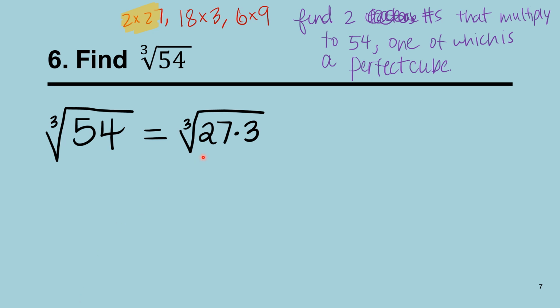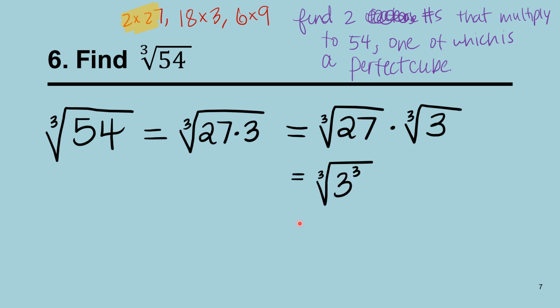All right, so now I'm going to split this up into two separate radicals. I'm going to do the cube root of 27 times the cube root of 3. I know that 27 is a perfect cube. It is 3 times 3 times 3, so that means that 27 is the same thing as 3 cubed. This number here cannot be simplified, so we're just dropping it down.